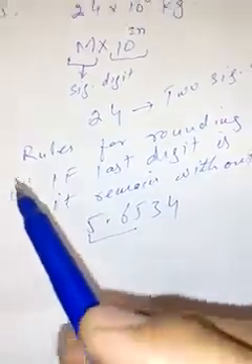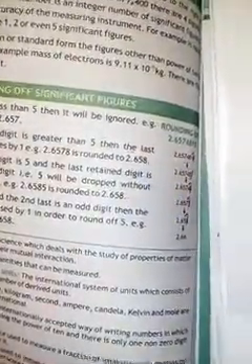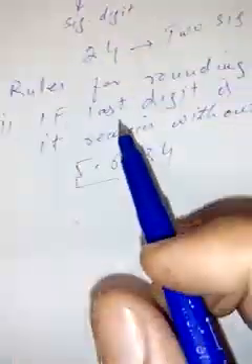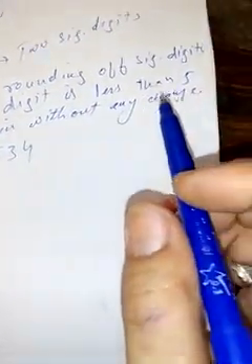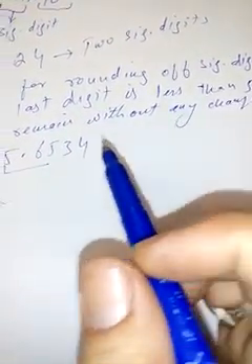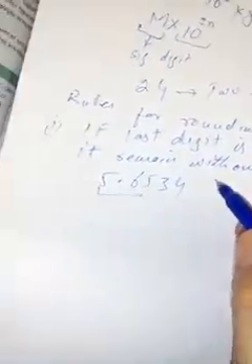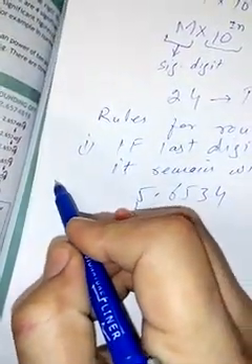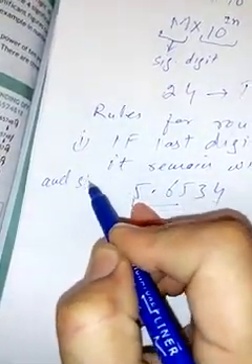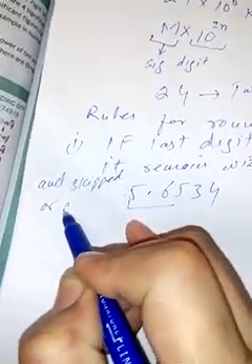Now after this, in the book, rules for rounding of significant digits, significant figures. In the first step, it is stated that if the last digit is less than 5, then it will be ignored. If the last digit is less than 5, it will remain without any change and will be ignored, skipped, or dropped.